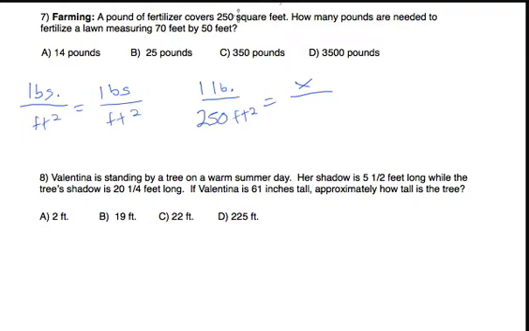Well, 70 by 50 should be 3,500 square feet. So what's x? X is 3,500 divided by 250, which is 14. So how many pounds? 14 pounds. Answer is A.